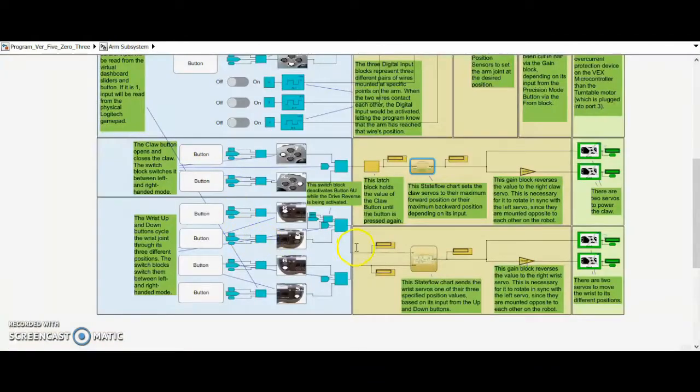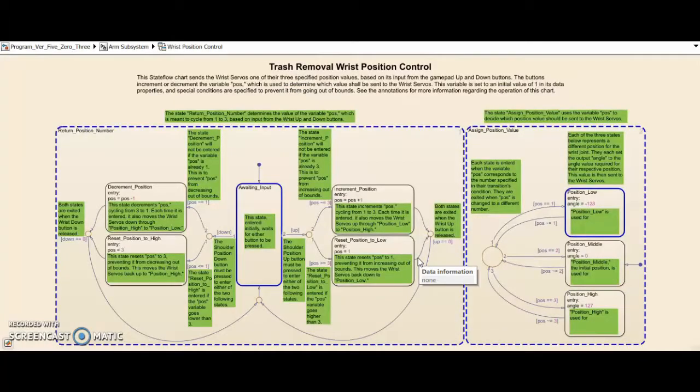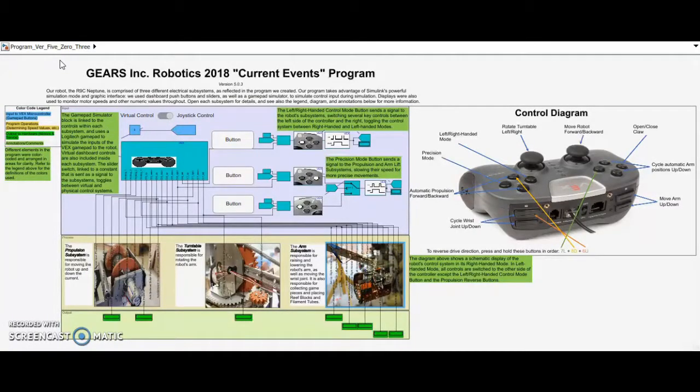A wrist joint, also powered by two servos, was implemented on the robot to control the position of the claw. The wrist was programmed with three specified positions for different tasks. The state flow chart uses the input of the two gamepad buttons to determine the position value to send to the wrist servos. This concludes the presentation of our Simulink model.